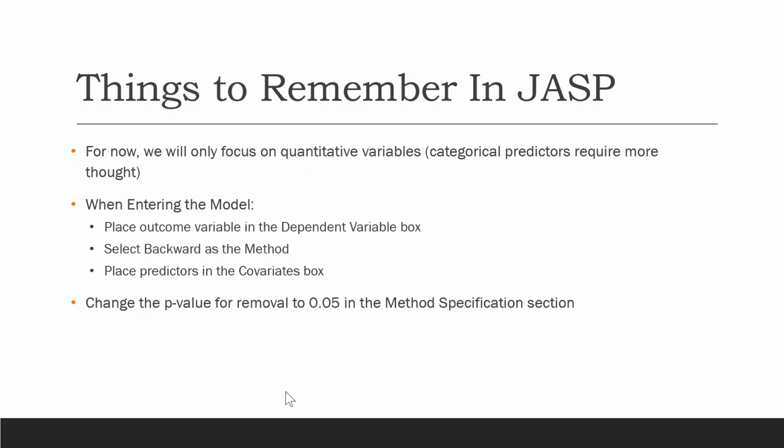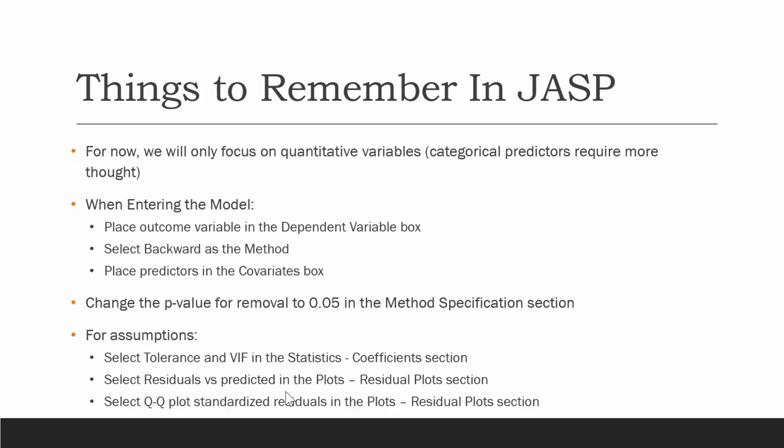Another thing that is easy to forget, and sometimes I even forget this, but we have to change the p-value for removal in the backward elimination method in JASP to 0.05 if our alpha is 0.05. And that's in the method specification section. I'll show you all of this in just a second.